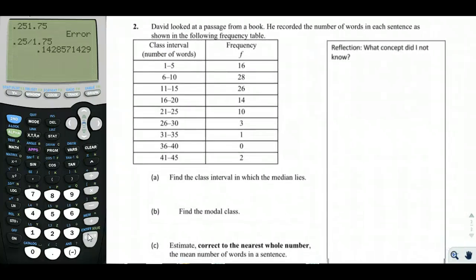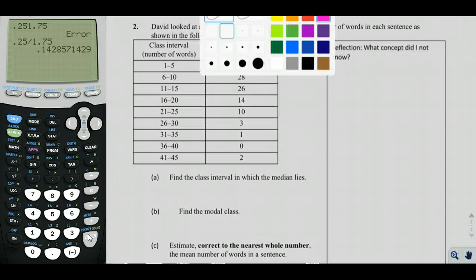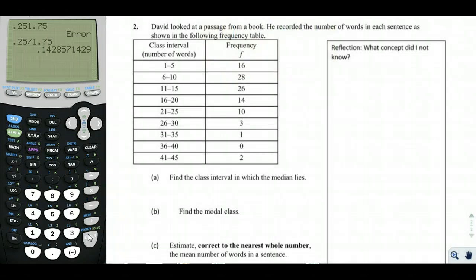David looked at a passage from a book. He recorded the number of words in each sentence as shown in the following frequency table. Find the class interval in which the median lies. Find the modal class. Estimate, correct to the nearest whole number, the mean number of words in the sentence. Okay. Now there's two tricky things about this. One is, remember that when you put ranges like this into your calculator, you are going to put one value, not several values.